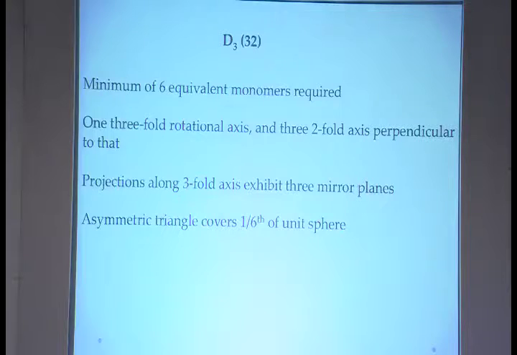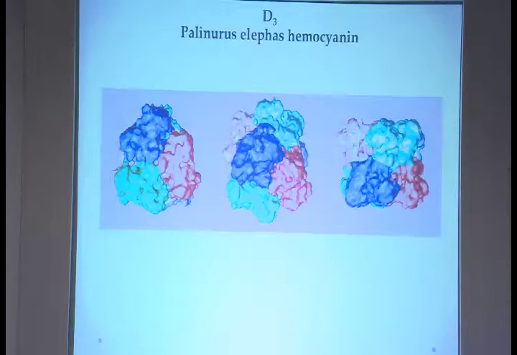An asymmetric triangle covers 1/6 of the unit sphere. So you can see that we are getting to more and higher symmetry groups. So again, another hemocyanin, which is an example. So this is Palinurus elephas hemocyanin, and these are 3 different orientations of the molecule.